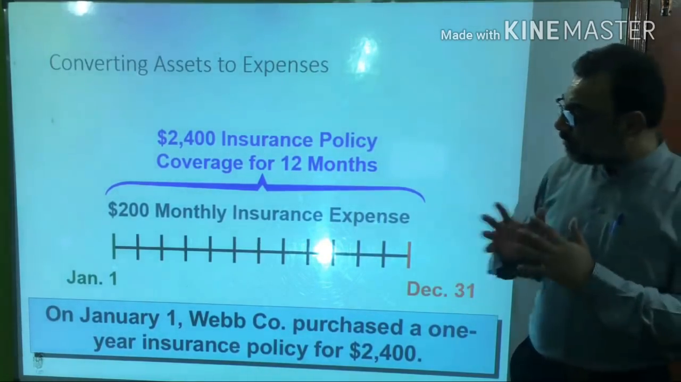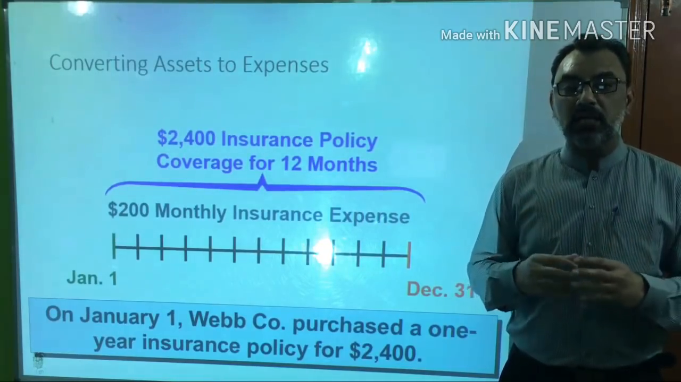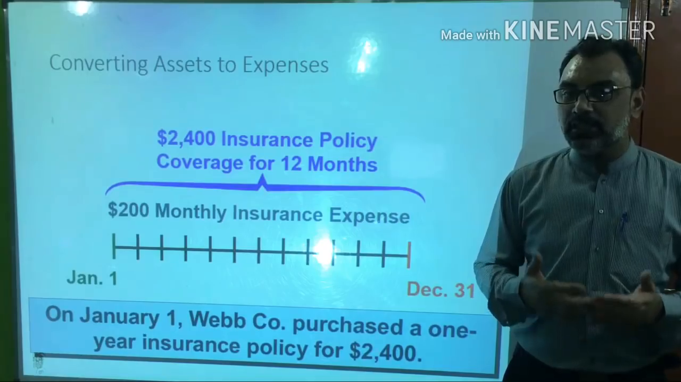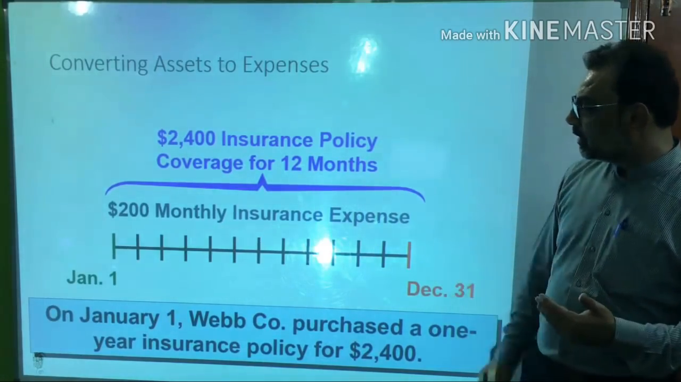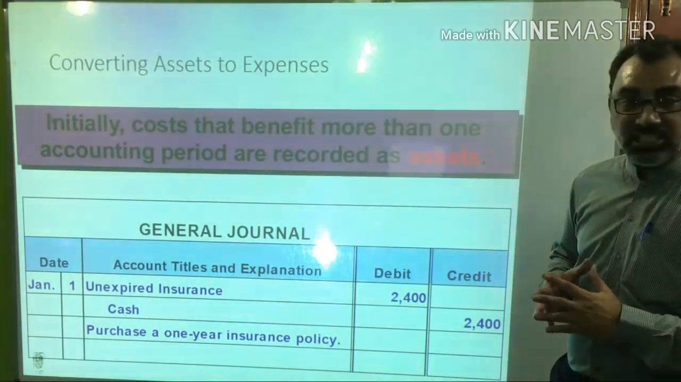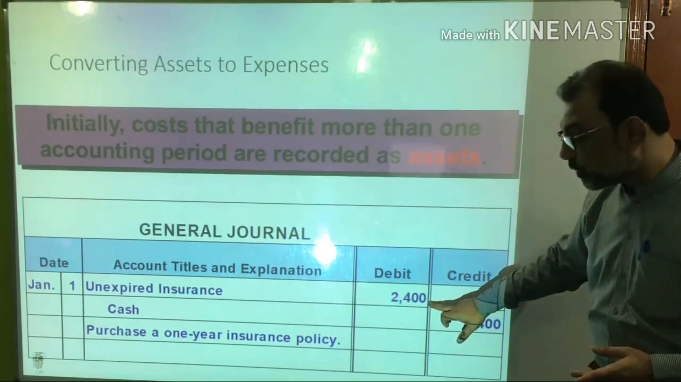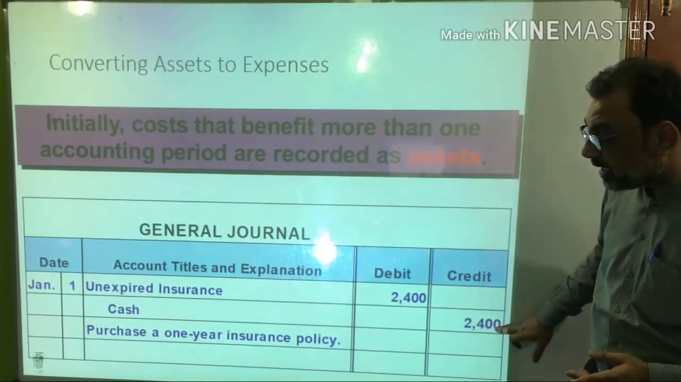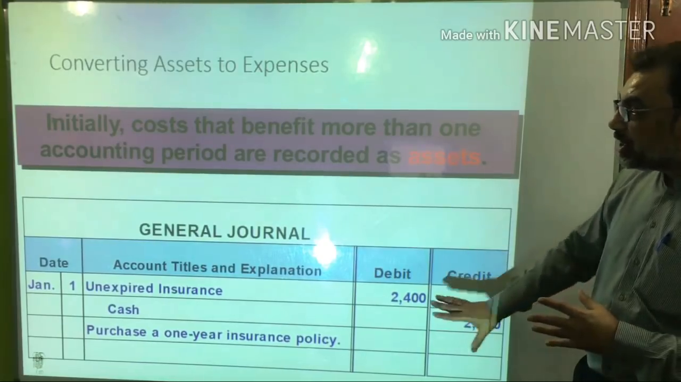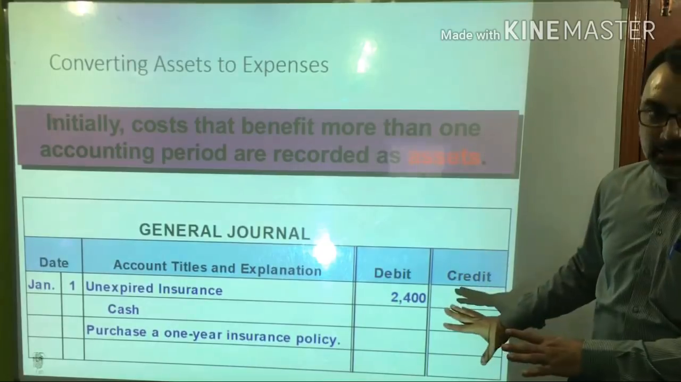Let's say the firm closes its accounts after one month, or passes adjusting entries on a monthly basis. In that situation, what would happen? First they will pass the journal entry: prepaid insurance, or unexpired insurance, 2,400 debit and cash credit, since they have purchased a one-year insurance policy. So initially, a cost that benefits more than one accounting period is recorded as an asset.